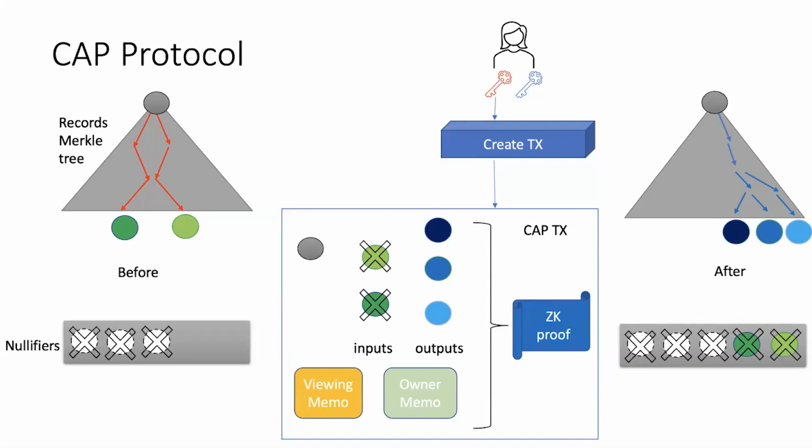And it doesn't touch the inputs. So the inputs remain in the Merkle tree. No public viewer knows which inputs were involved in the transaction.